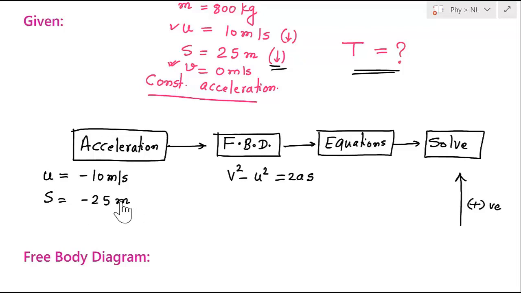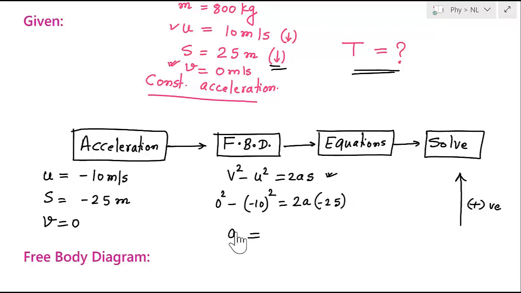So now I can use this in this formula to calculate acceleration. The final velocity is 0. So this will be 0² − (−10)² = 2a, and s is nothing but −25. So from here you can write a = −100 divided by −50. So this will be 2 meter per second square.